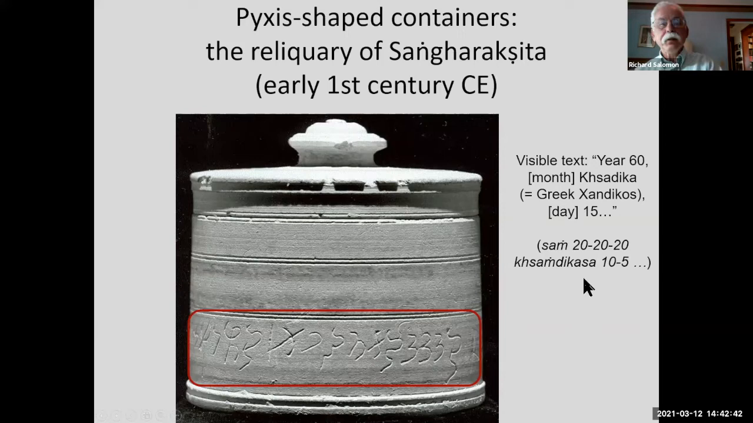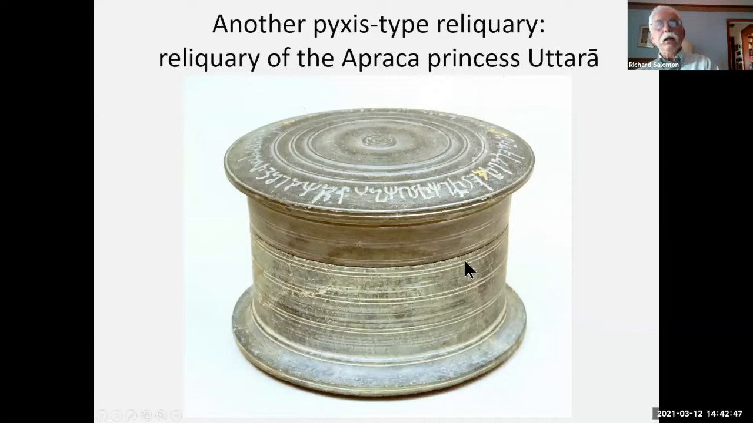Here's another nice example of a pyxis reliquary, also in a museum in Japan, a well-known reliquary of the Aprecha princess Putra. Aprechas were a very influential and very strongly Buddhist-oriented dynasty in the Bajor region, which I showed you on the map before, just to the north or northwest of the Swat Valley. So this time you have a pyxis reliquary, the base and the top.